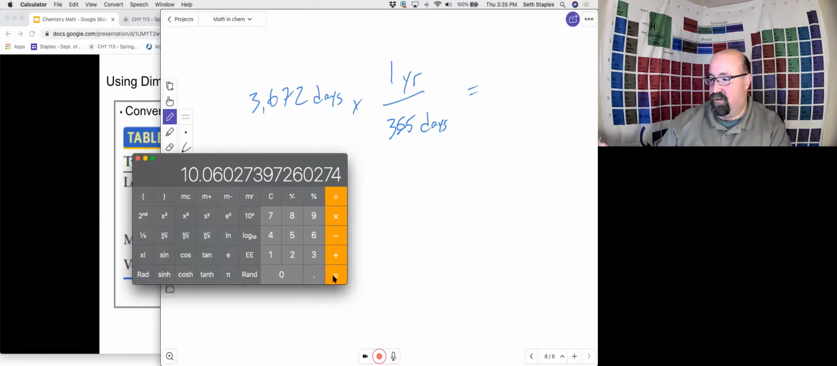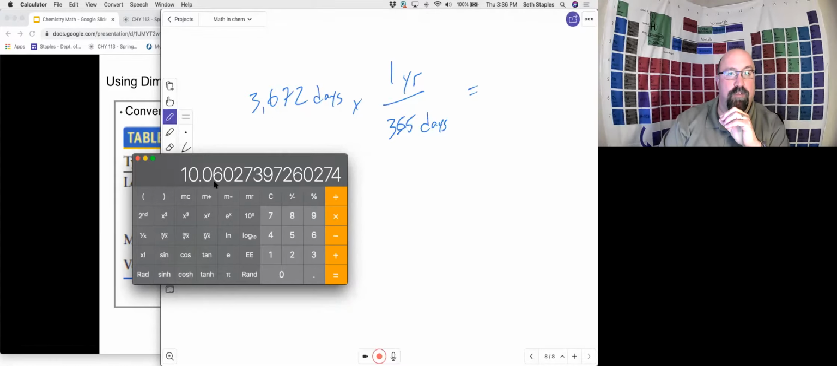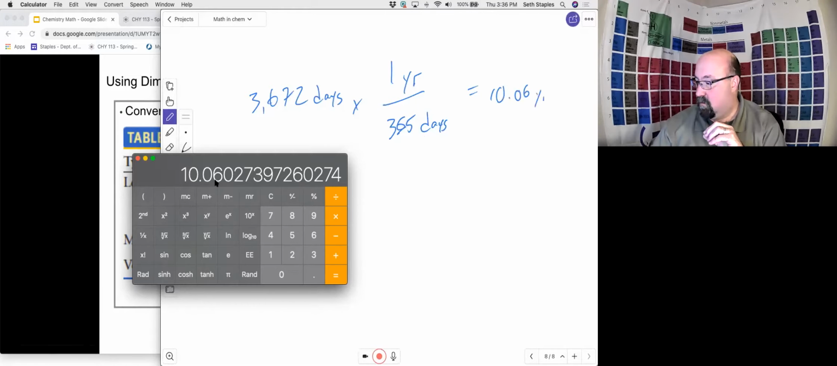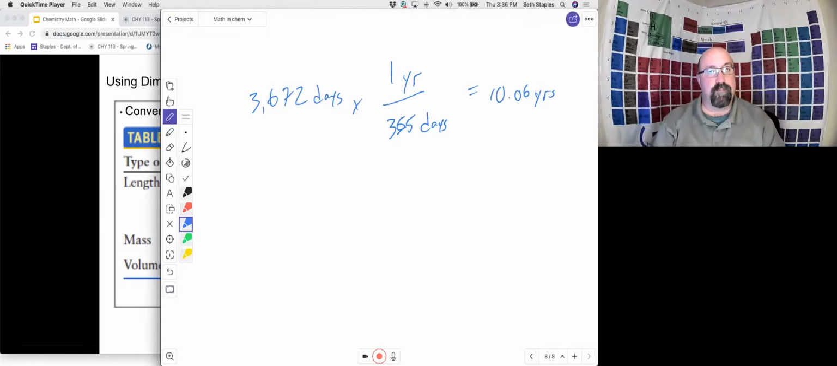I'll look at my significant digits. This is another good significant digit example. So 3,672, this conversion factor here, is an exact number because there are exactly 365 days per 1 calendar year. And so this has infinite significant figures. So I'm going to use the 3,672 to determine my number of significant figures: 1, 2, 3, 4, so 10.06. So 3,672 days is the span of 10.06 years.